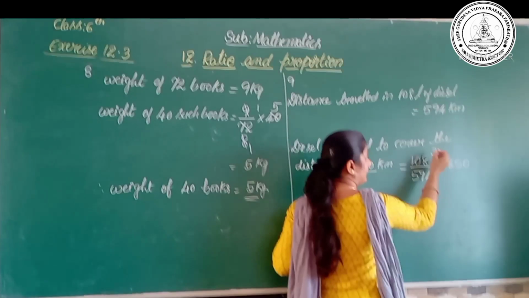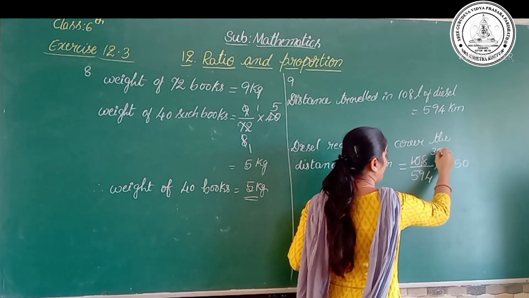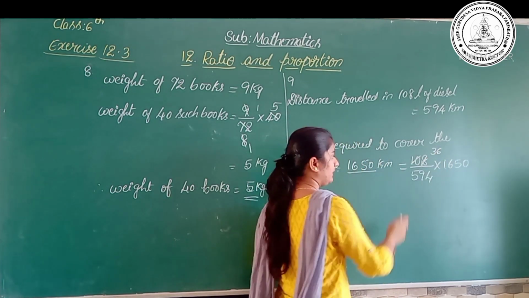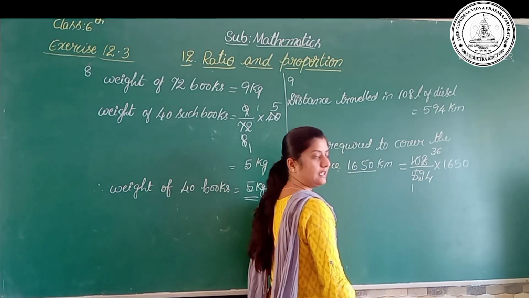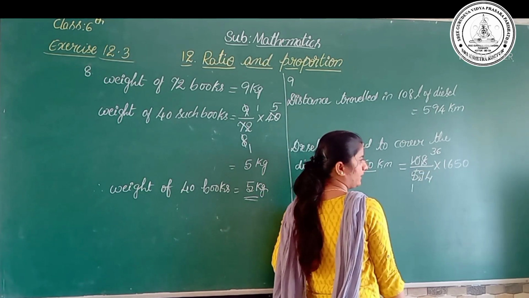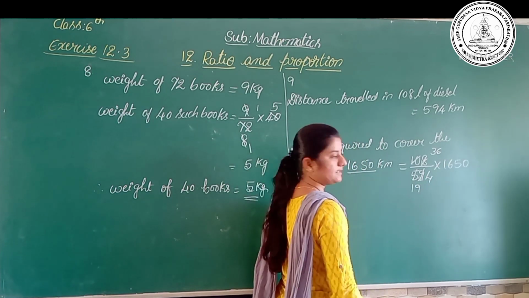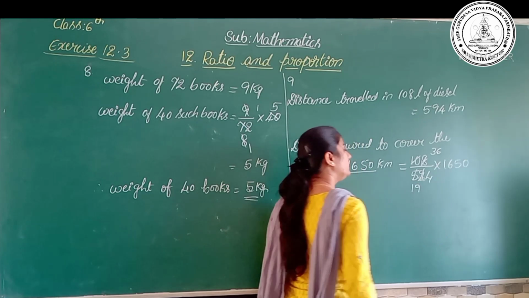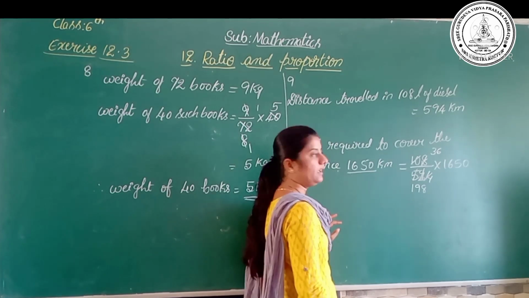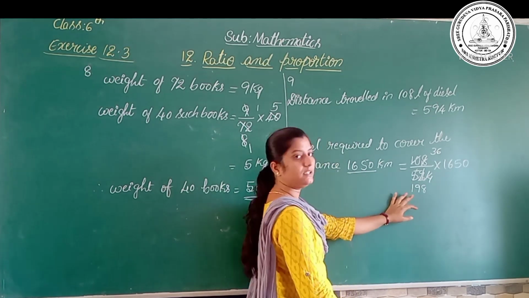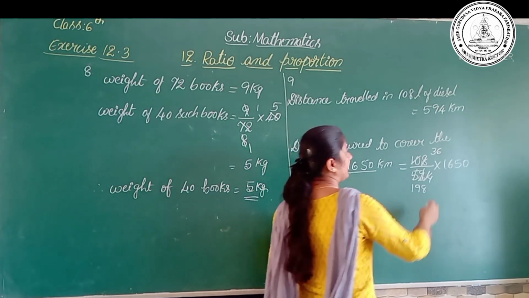3 3s are 9, remaining 1, and it will become 18. 3 6s are 18. Then 3 1s are 3, remaining 2, it will become 29. Then 29 is near to 27: 3 9s are 27, so remaining 2, it becomes 24. 3 8s are 24. Then again 36 and 198 are divisible by 9. Now divide by 9.